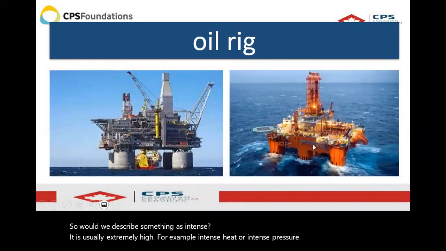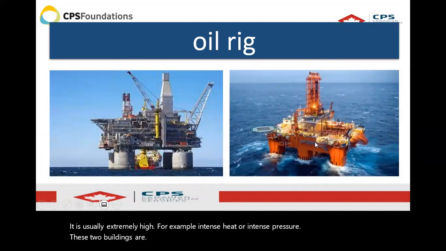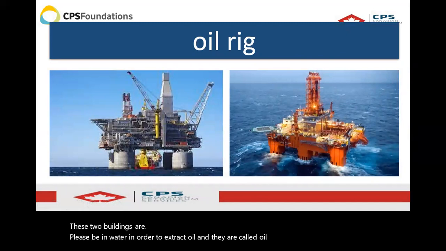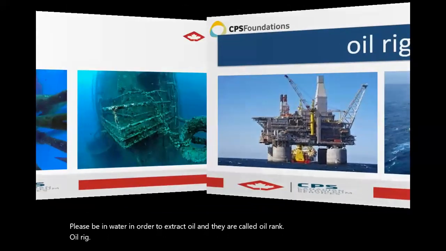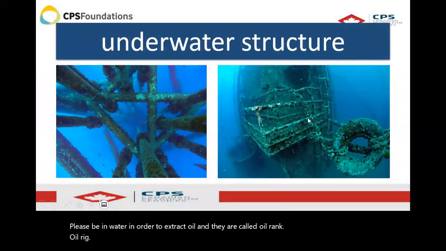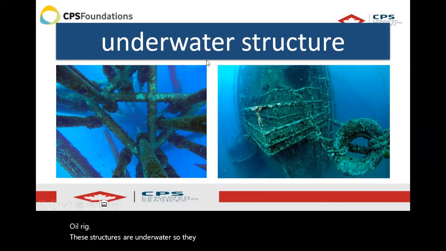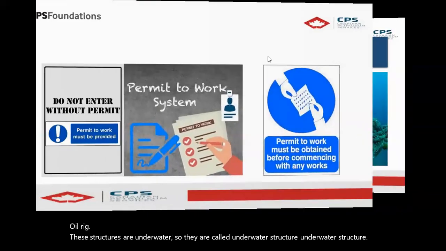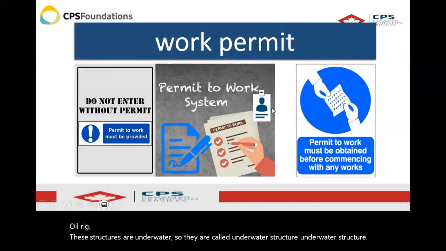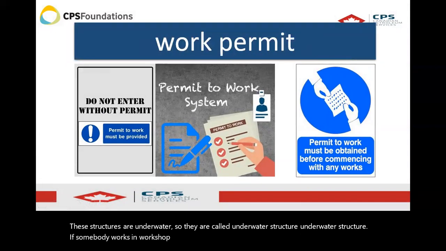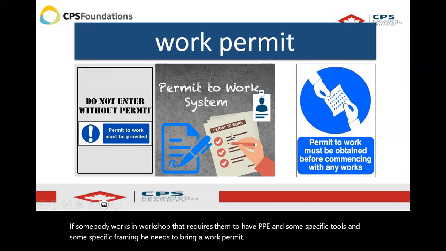These two buildings are placed in water in order to extract oil, and they are called oil rig. These structures are underwater, so they are called underwater structure. If somebody works in a workshop that requires them to have PPE and some specific tools and some specific training, he needs to bring a work permit.